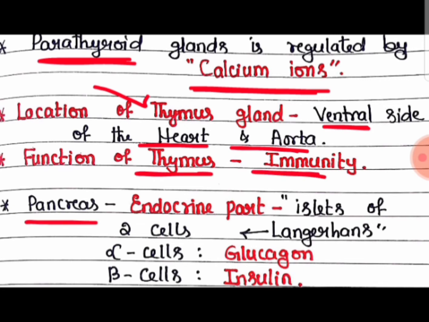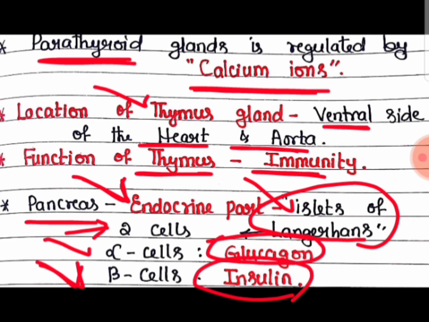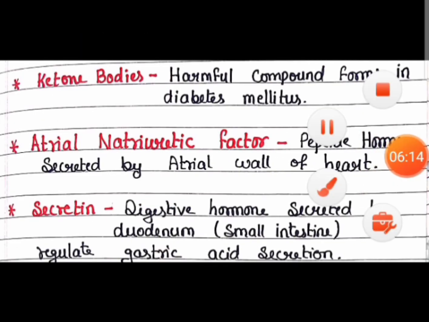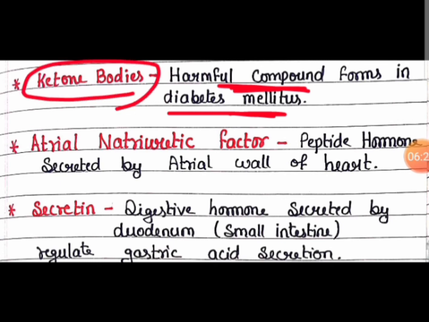In the pancreas, the endocrine part is called the islets of Langerhans. Basically, it is made up of two main cells, alpha cell and beta cell. Alpha cells secrete a hormone called glucagon. Beta cells secrete a hormone called insulin. Very important point: in diabetes mellitus, the harmful compounds formed are ketone bodies.